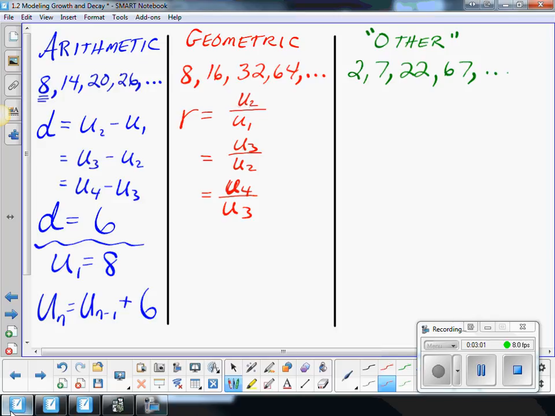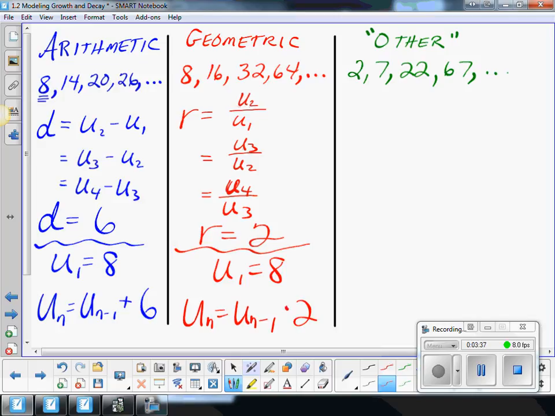All right? Now for this one, I'm not going to go to the calculator to save time because I think we can handle this in our head, right? What's 16 divided by 8? 2. 32 divided by 16? 2. And 64 divided by 32 is 2. Therefore, the common ratio is 2, and it's a geometric sequence with U1 equal to 8 and any other term equal to a term before it times 2.